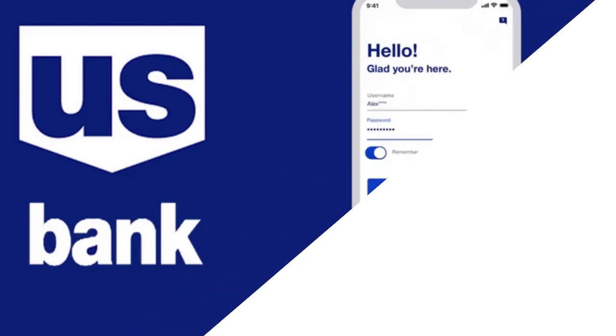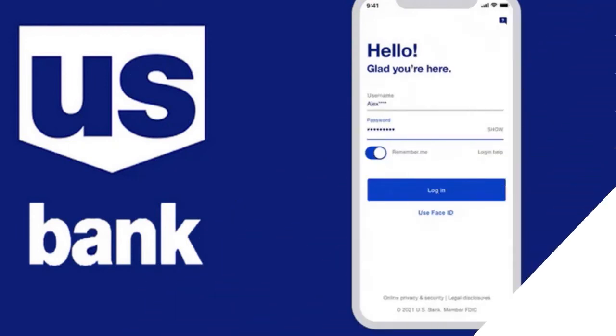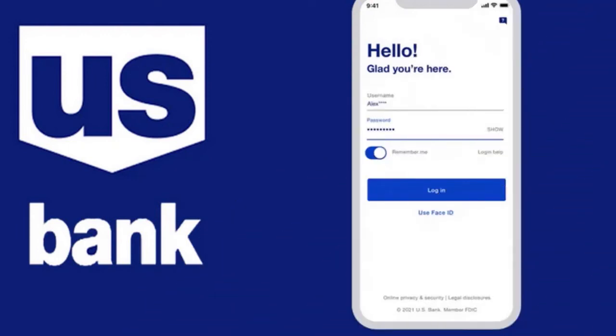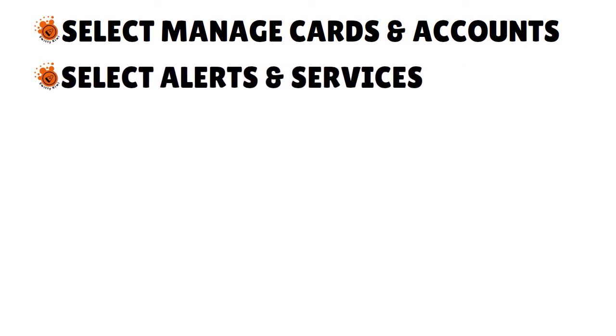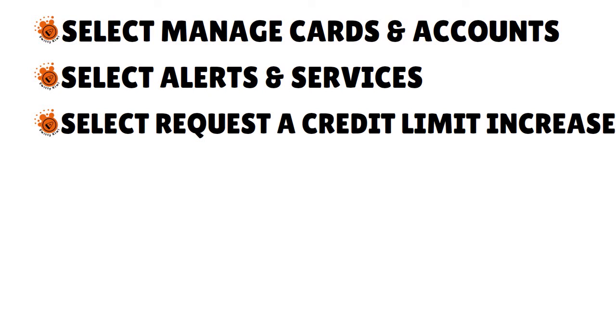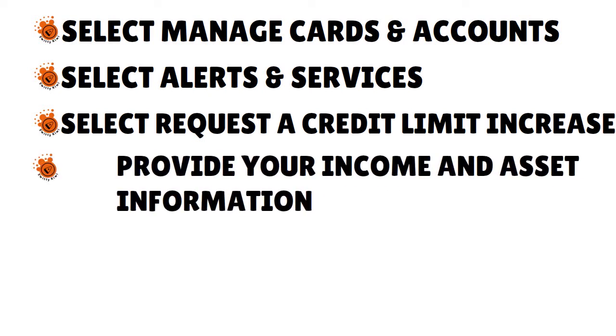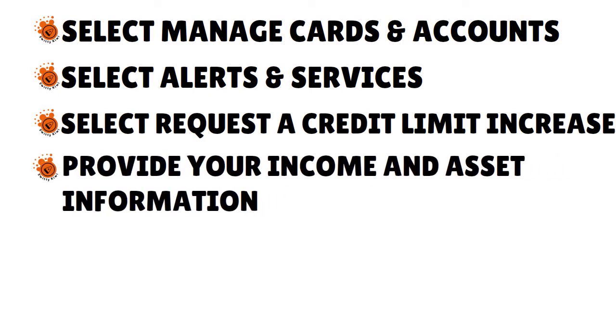And if you are viewing your account using the web browser of your phone, you can access this feature by following these steps. Okay, I'm showing this to you on the screen here. So you have the mobile web steps. From the main menu, you want to select manage cards and accounts. Select alerts and services. So you want to choose your card and then select request a credit limit increase. Provide your income and asset information, then continue to housing.